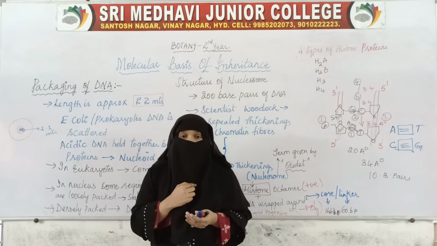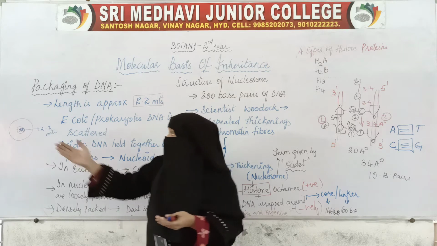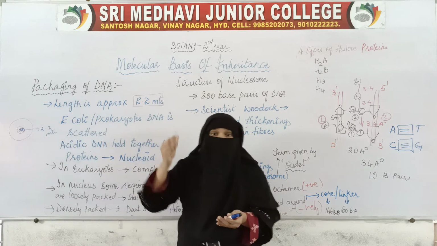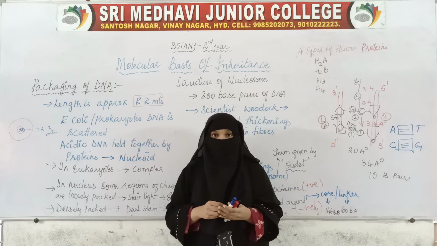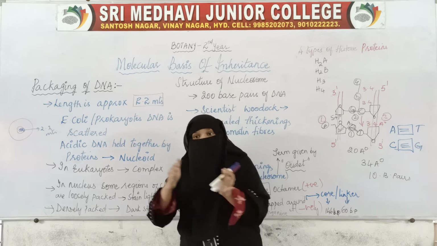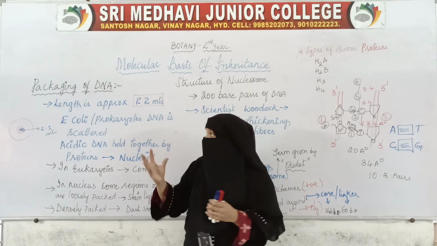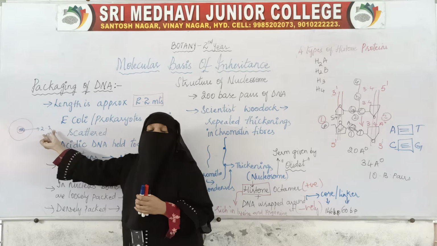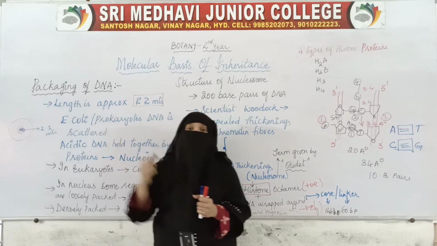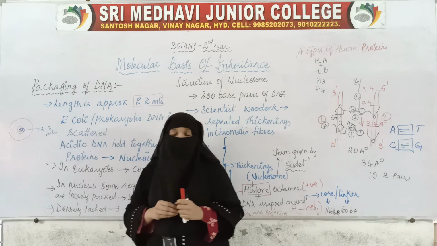The cell is very small. It is microscopic; we cannot even see it with our naked eyes. And inside that cell we have the nucleus, which is even smaller than the cell. Then how does such a long DNA, approximately 2.2 meters long, get inside this nucleus?